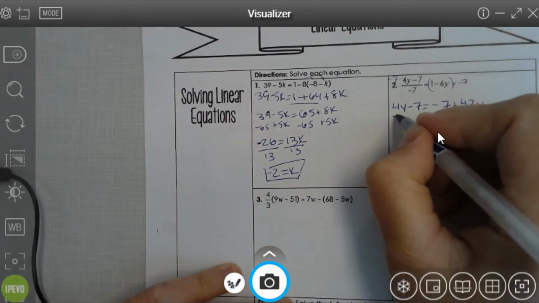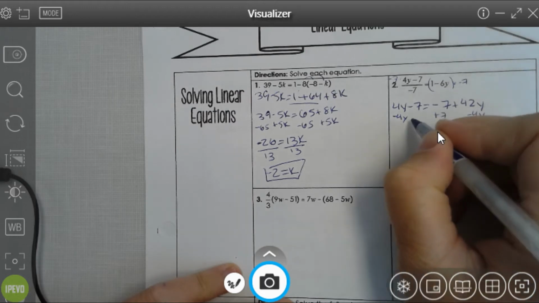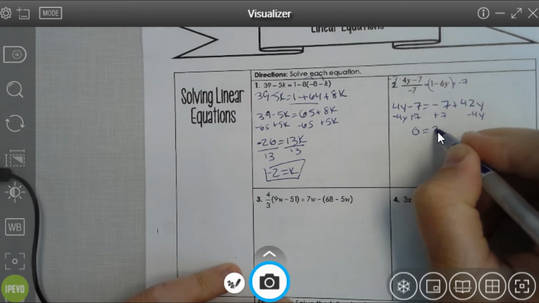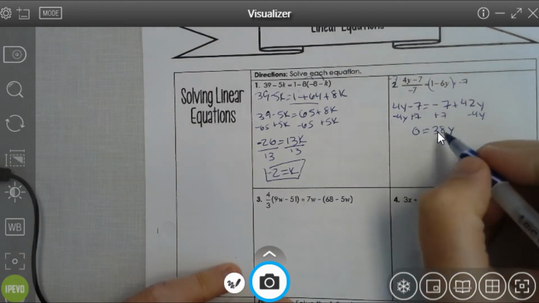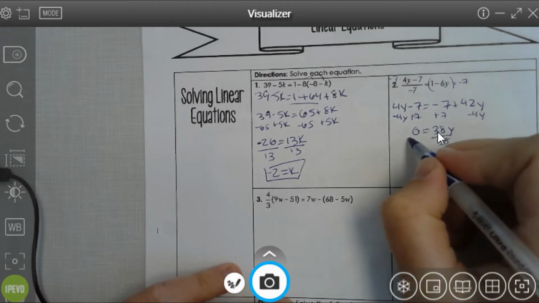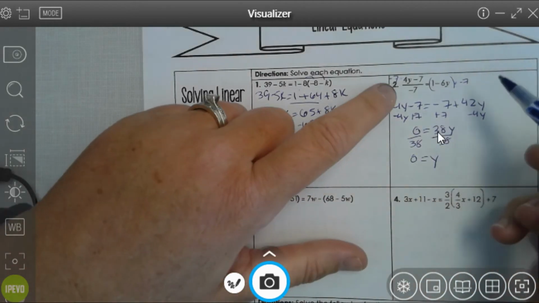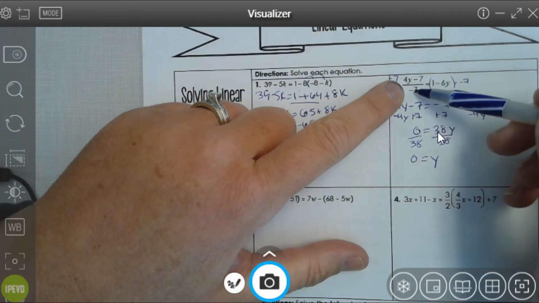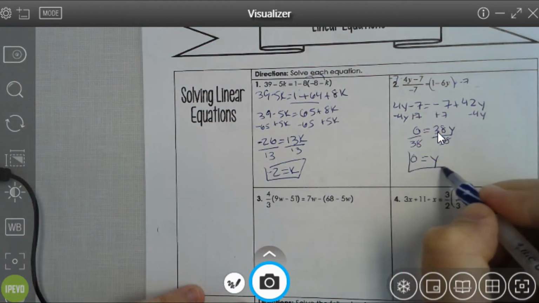So I'm going to go ahead and subtract my 4y to this side here, and I'm going to add my 7 over here. So I get 0 equals 38y. And as long as the number in front of the y is not 0, that's fine. Divide both sides by 38, and then you get 0 equals y. So if you plug in 0 back into the original equation, it should come out. You're going to get negative 7 divided by negative 7 is a 1, and then over here you get 1. So 1 equals 1. So that works.